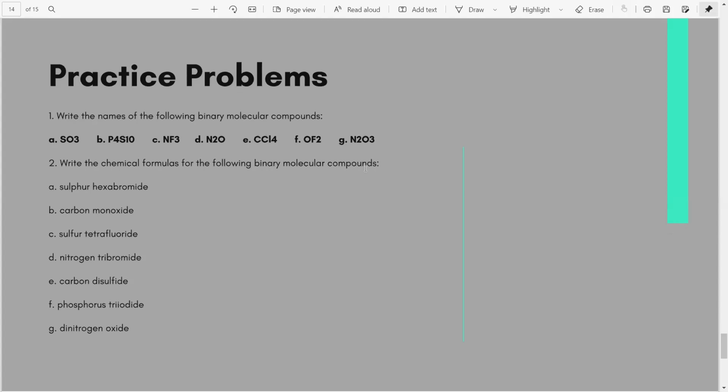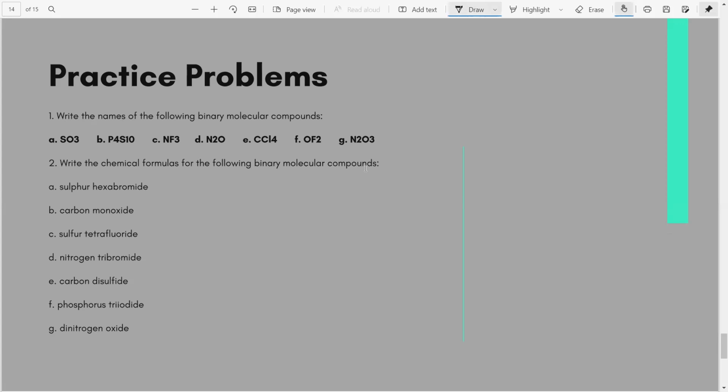To end this lesson off, there are some practice problems for you to try to name some binary, meaning two element, molecular compounds, and then also given the name to try to come up with the chemical formula. So make sure to have the table of prefixes with you if you are not familiar with them. So you know that 3 means tri, 4 means tetra, whether you're trying to name them or write the chemical formula. And make sure to use the subscript that's directly attached to the element.